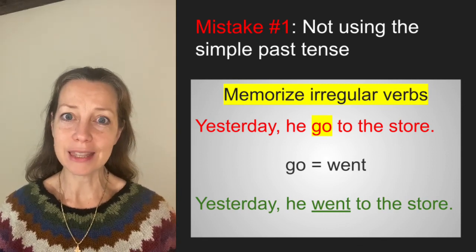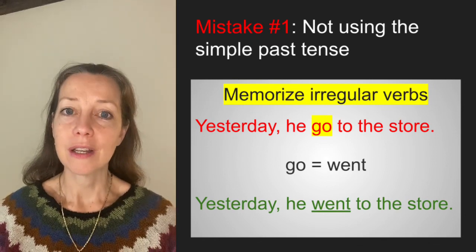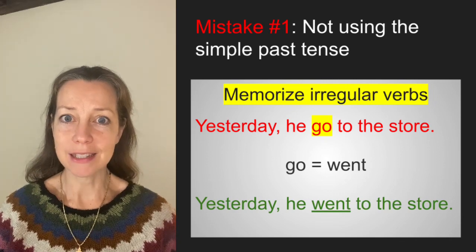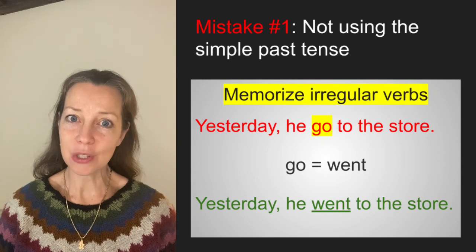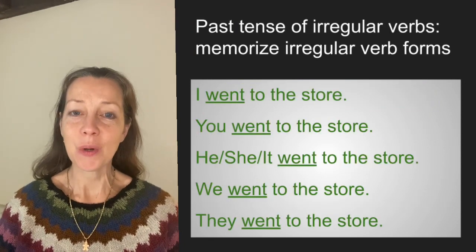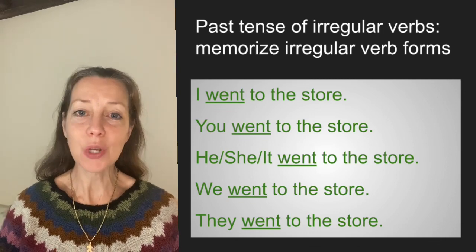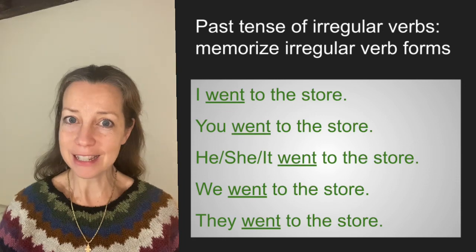So let's take a look at this example. Yesterday, he go to the store. The verb go changes to went. You have to memorize that. Yesterday, he went to the store. But again, once you memorize all of those irregular verb forms, you don't need to conjugate the verb in the simple past tense, and that makes it easy.